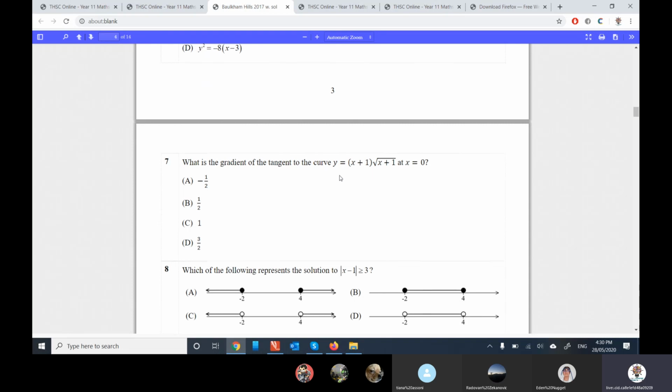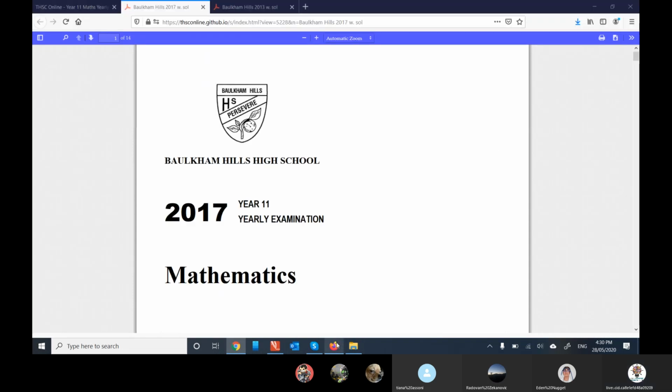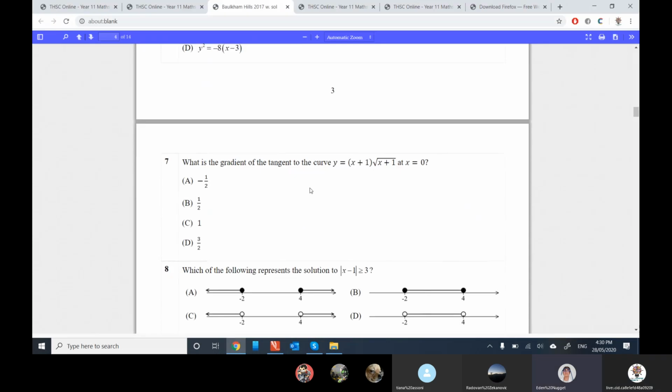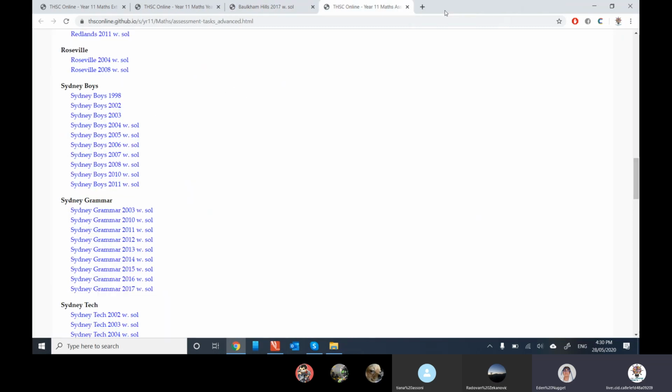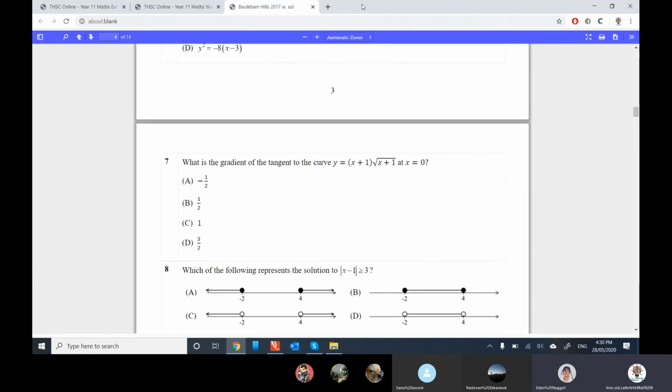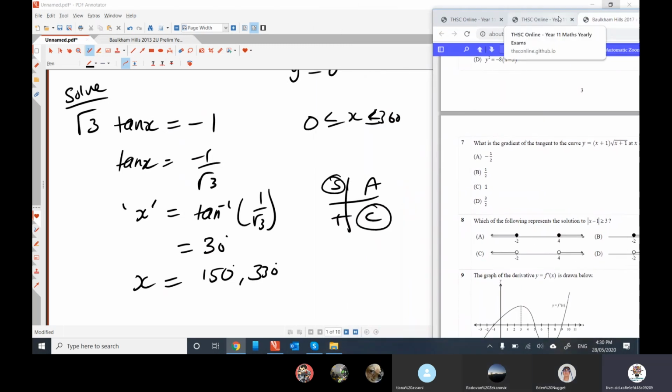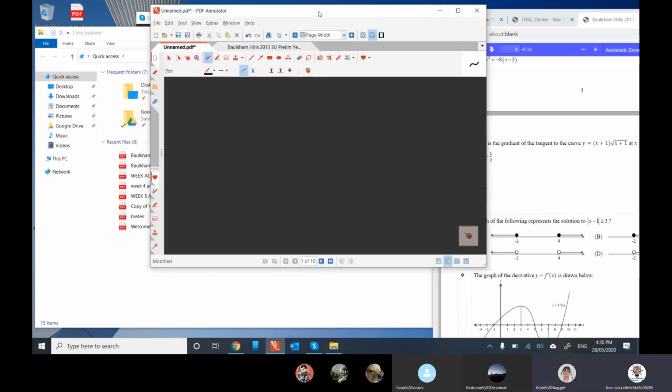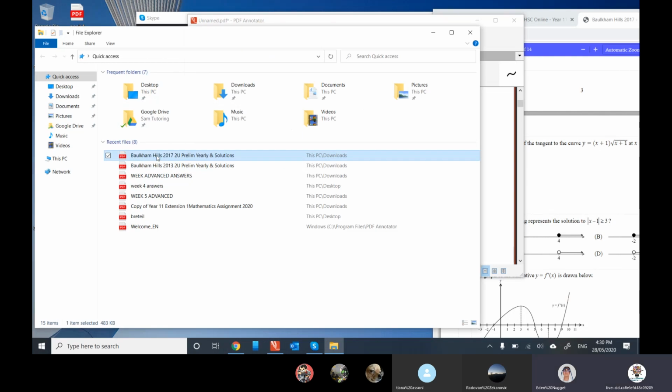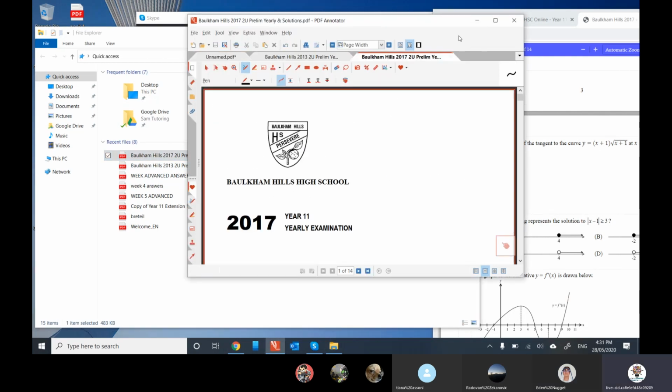What is the gradient of the tangent? Is that in your syllabus? Yeah. What does it mean by gradient of tangent? What do we do? What topic? Trigonometry. No, wrong. Good try. Function? Say it again. Was it a function? It was not. It was one that we recently did. Oh, calculus. It was calculus. Right? Gradients of tangents. And so how do we find gradients of tangents?